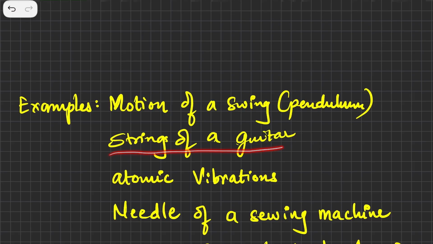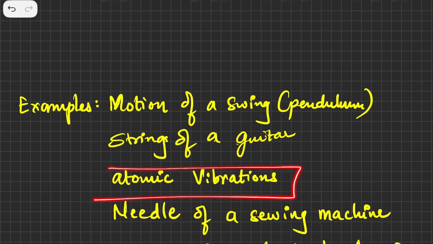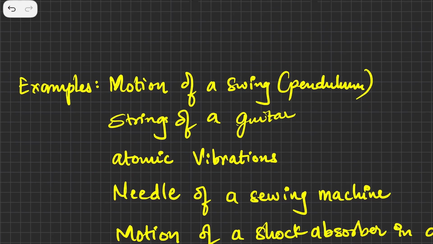Strings of a guitar. If this is the guitar string and you pluck the string from the center, then this string is going to vibrate up and down, and these vibrations are considered oscillation. The equations of oscillation can be applied over the strings on a guitar. Then comes atomic vibrations. We have been discussing kinetic theory and thermodynamics in many videos, and as we know, all the molecules are in constant random vibratory motion. So molecules are continuously in vibration, and these atomic vibrations are also considered under oscillatory motion.